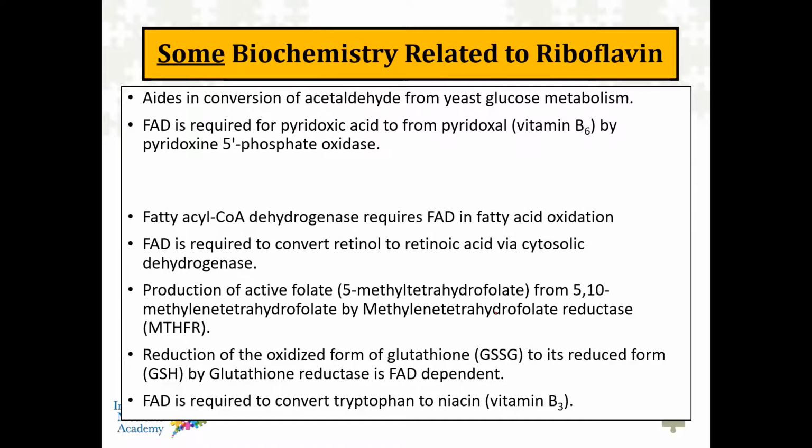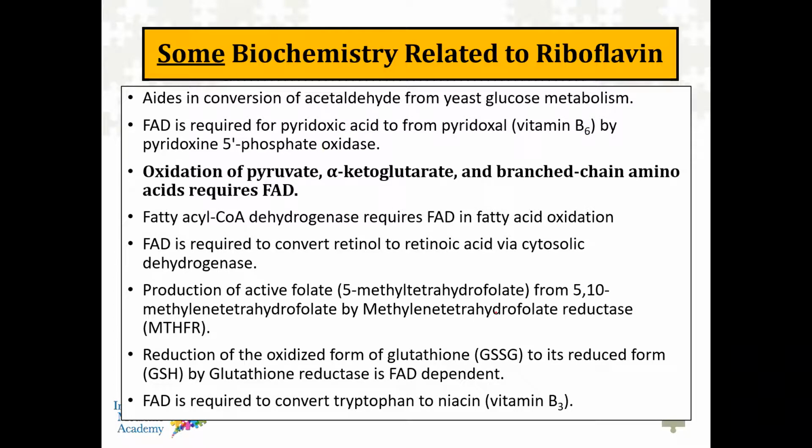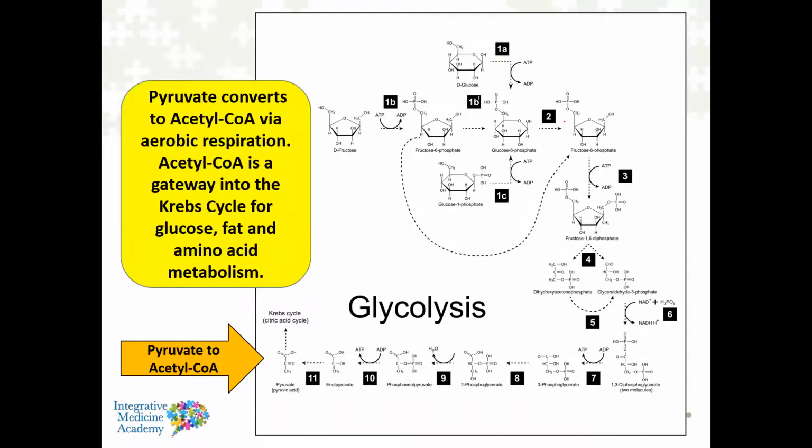Let's look at another relationship with regards to riboflavin. And that is something called the oxidation of pyruvate, alpha-ketoglutarate, and branched-chain amino acid hydroxylases. Well, to really start this story, we have to go back to glycolysis, which is the conversion of glucose to pyruvic acid. Once we're at the position of pyruvic acid, okay, we need to convert pyruvic acid to a chemical called acetyl coenzyme A, because it's the acetyl coenzyme A that is, at least in part, the gateway into the Krebs cycle. So if we can't make that happen, we're not going to be able to get adequate production of ATP.